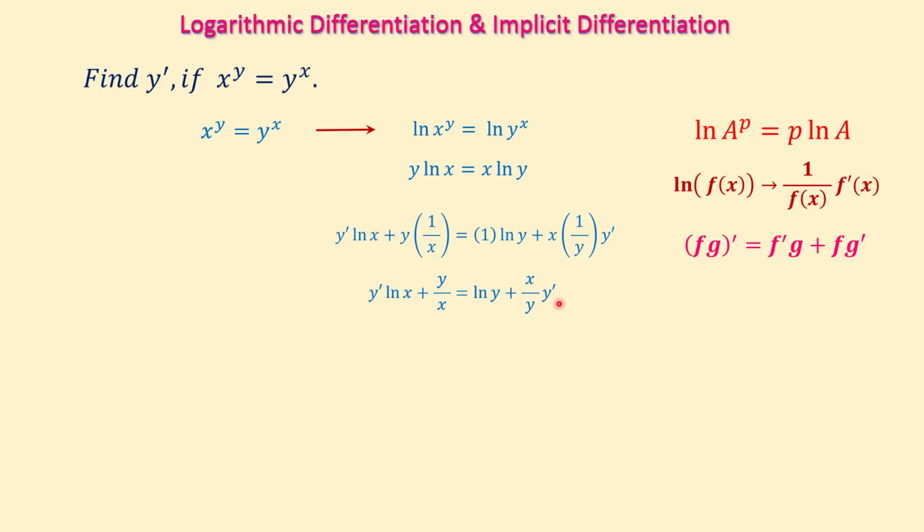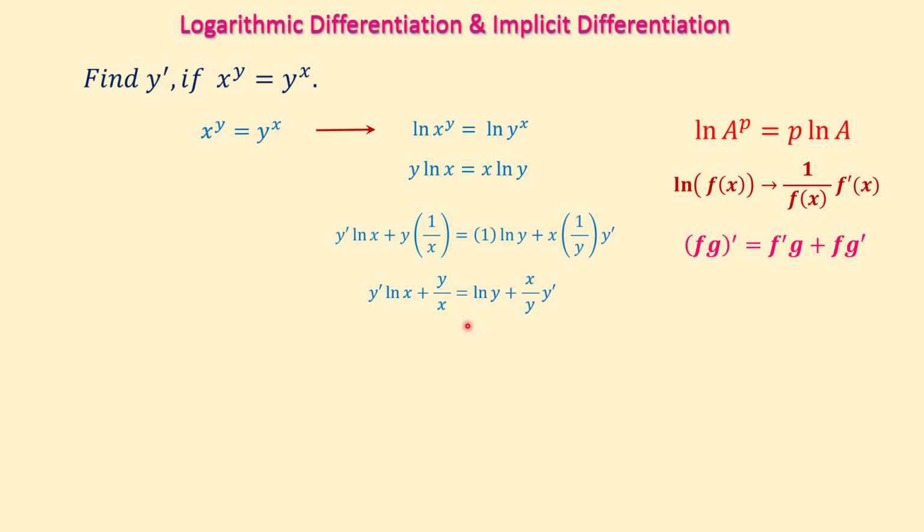the other terms to the other side of the equation. We want to find y prime, so we have to try to isolate y prime. So we move the terms that have y prime to one side of the equation. This term, y prime ln of x, and this term, x over y times y prime, have y prime. So I'm moving this term to the left side, and I move y over x to the right side.